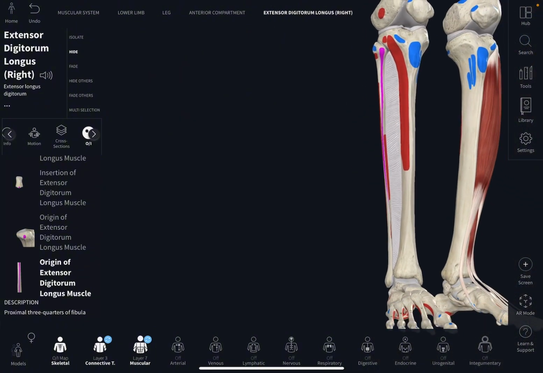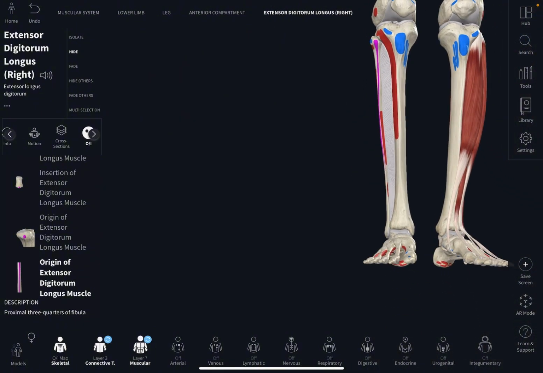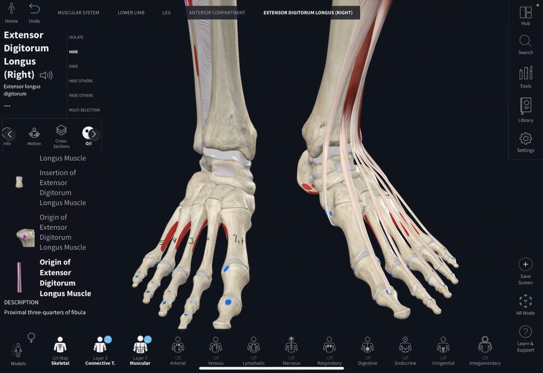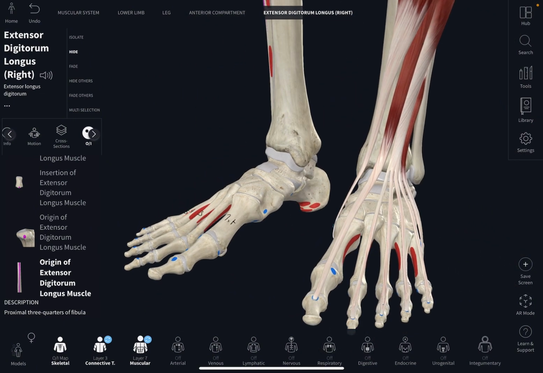And it's going to insert itself in the middle and distal phalanges of the lateral 4 digits. So the big toe is the first digit, and the rest are 2, 3, 4, and 5. They're the lateral ones. And this is going to help extend, pull upwards, toes 2 through 5.